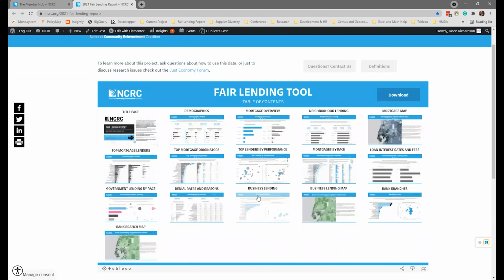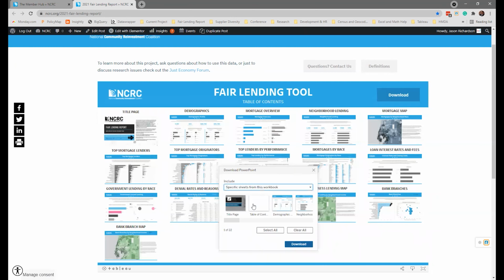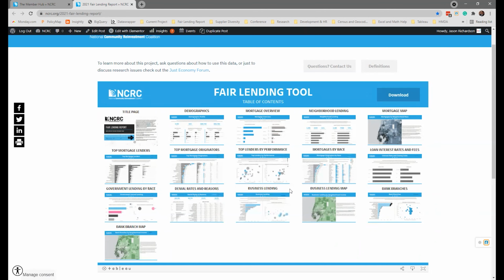Here at the table of contents, you see an image of all of the different pages that are part of this report. Also in the upper right-hand corner is a download button. You can click on the download button and export the entire report into a PowerPoint format. However, you're going to lose all of the interactive features that I'm going to talk about in a minute. So I'd recommend using this tool through the website, just like we're doing right now.